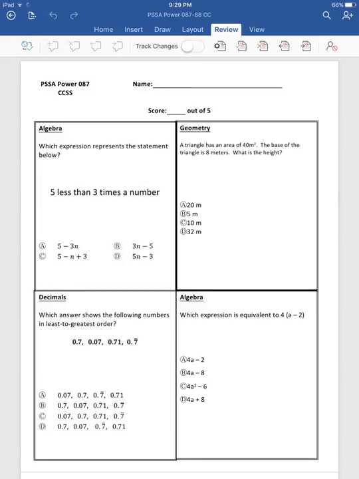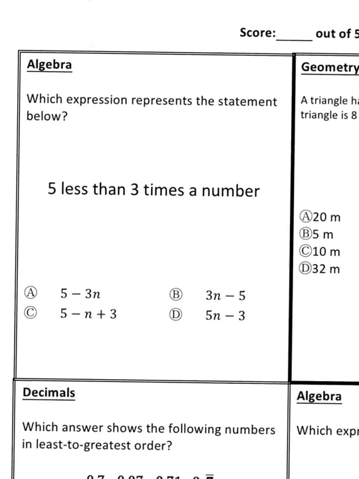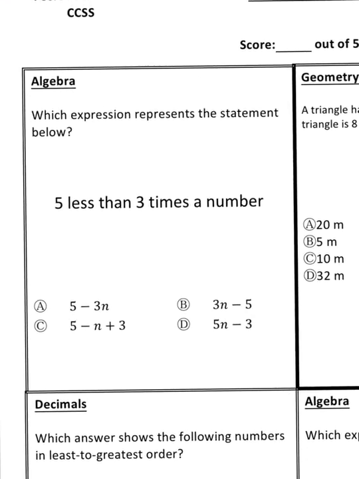Okay, PSSA Power 87. You should have it done, and you should just be making corrections now. Let's get started. So in this first one, it says, which expression represents the statement 5 less than 3 times a number? Okay, so let me break this up into two parts.